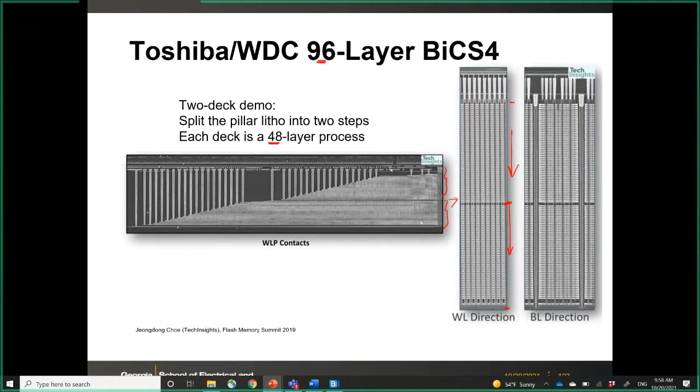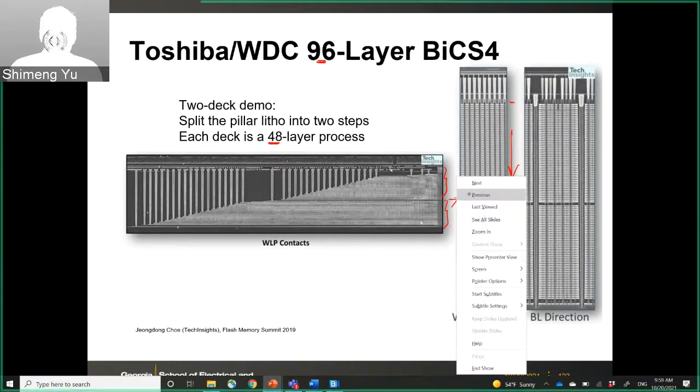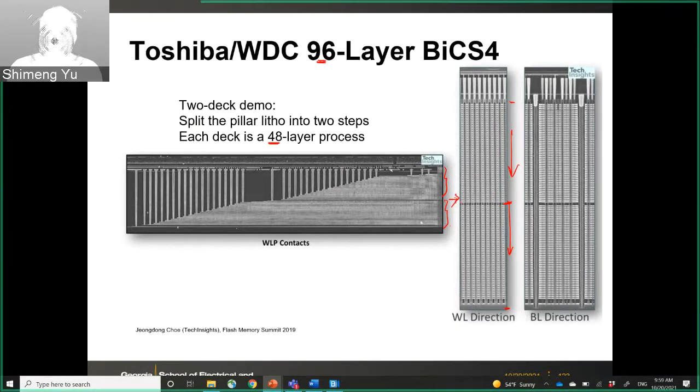This was introduced by Toshiba and Western Digital when they fabricated their 96-layer BiCS, the bit cost scalable structure. This 2-deck fabrication is introduced to overcome the challenges of the etching. You have to split the lithography into 2 steps. Of course, you will add a little bit of fabrication cost, but this is unavoidable.